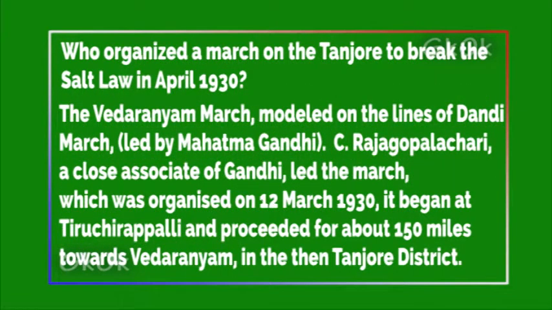Who organized a march on the Tanjore to break the salt law in April 1930? The Vedaranyam March, modelled on the lines of the Dandi March led by Mahatma Gandhi. C. Rajagopalachari, a close associate of Gandhi, led the march, which was organized on 12th March 1930. It began at Tiruchirappalli and proceeded for about 150 kilometers towards Vedaranyam in the then Tanjavur district.